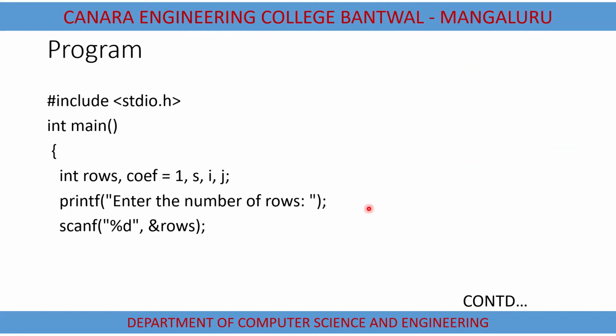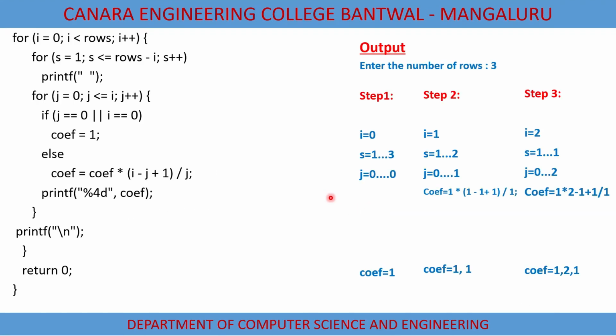So once the rows are entered, the next step is to have one particular loop that we repeat from 0 to the number of given rows. So I'll start it with for i is equal to 0, i is less than rows, then i plus plus.